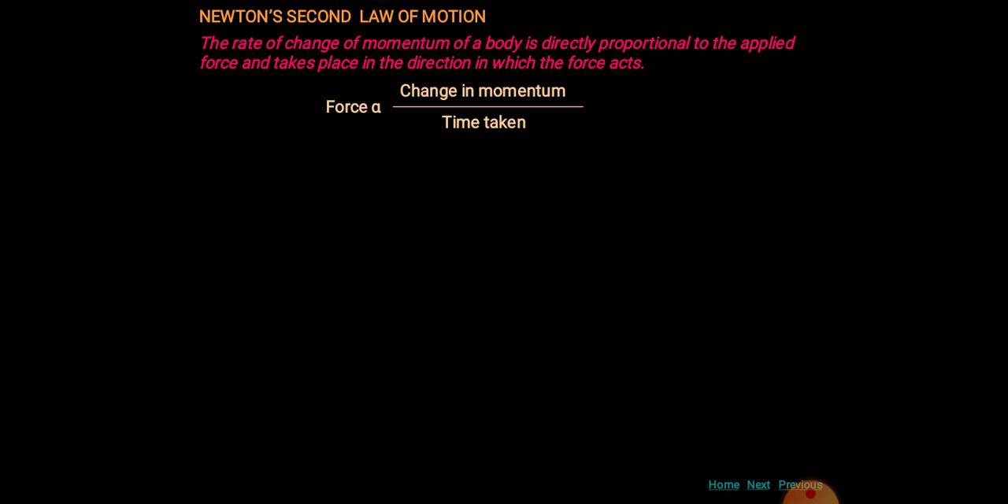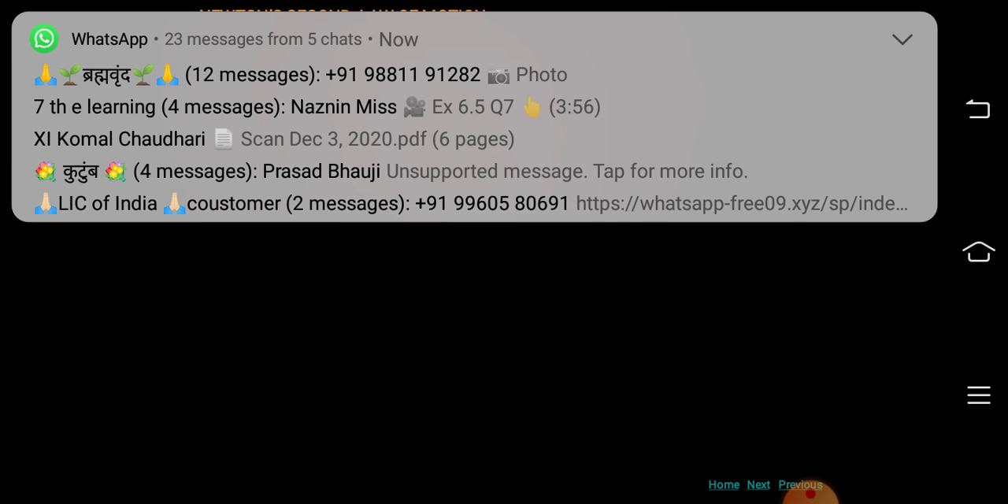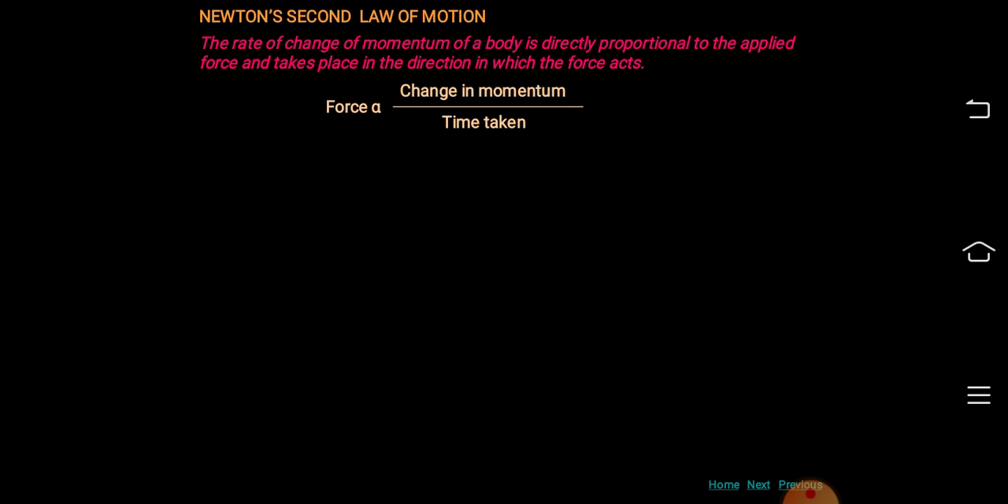So here you can see the relation, F is directly proportional to change in momentum divided by time taken. Change in momentum divided by time taken is nothing but the rate of change of momentum. So you can say that the force is directly proportional to the rate of change of momentum, and it takes place in the direction in which the force acts.